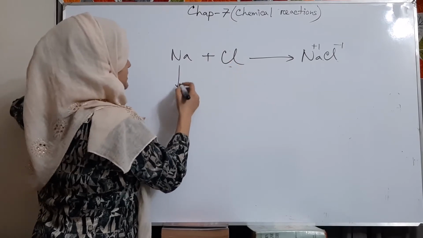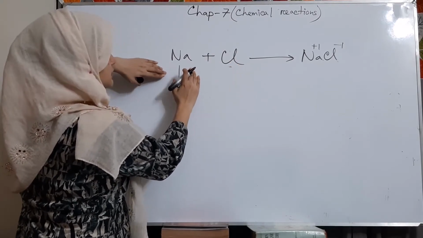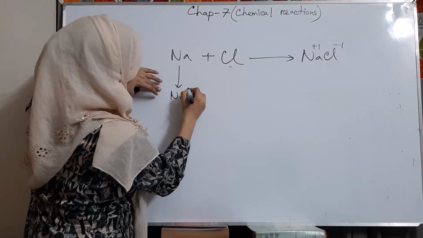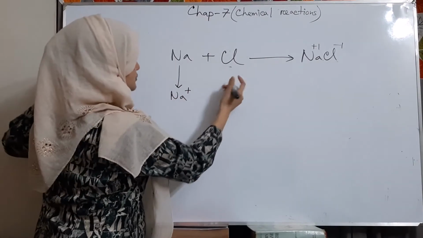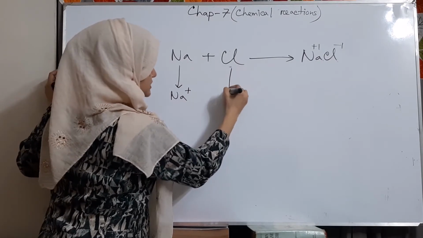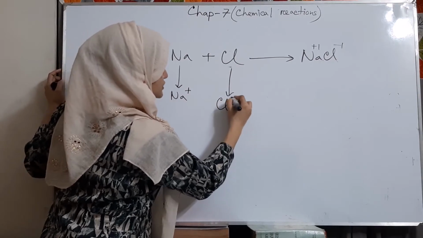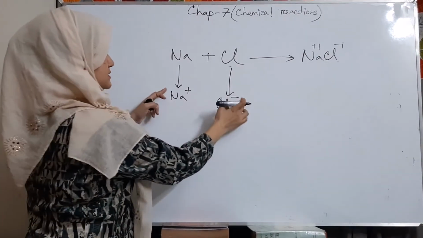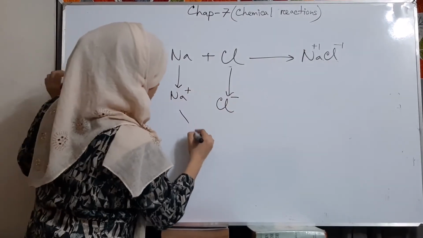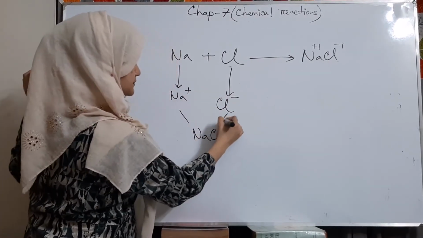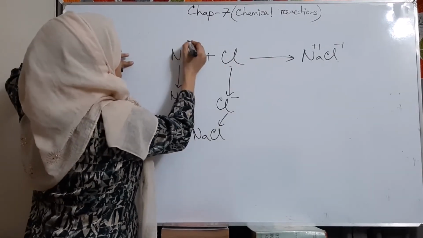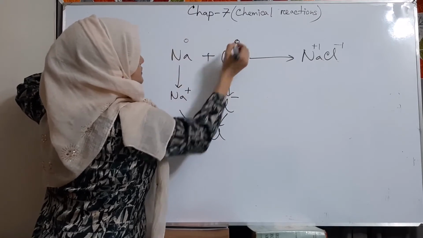Sodium gives an electron. That's why it turns into a sodium 1 plus ion, and chlorine accepts this electron, so it converts into a chloride 1 minus ion. And these are two opposite charges, and opposite charges attract and produce sodium chloride. Okay, we can express this chemical reaction like that with these numbers.